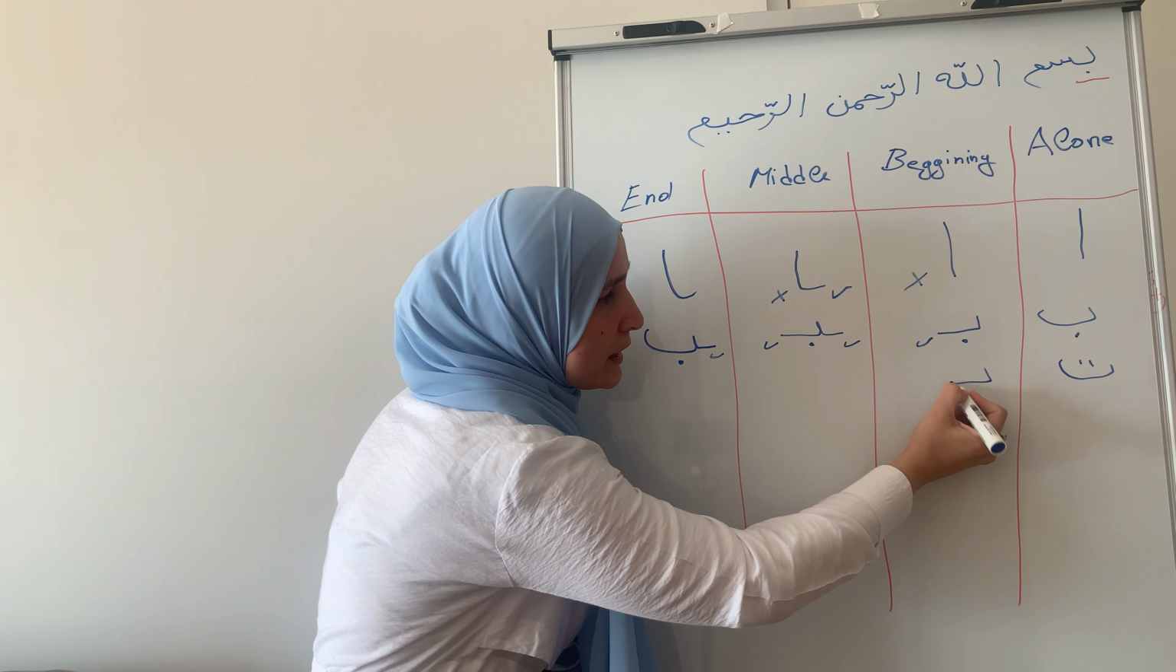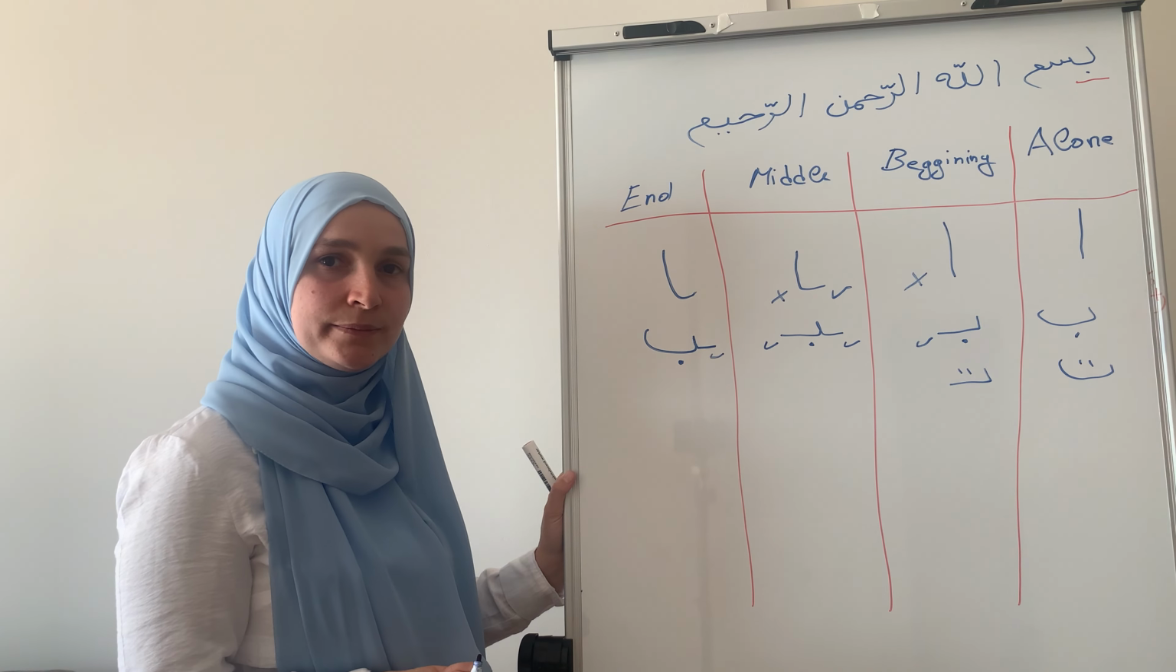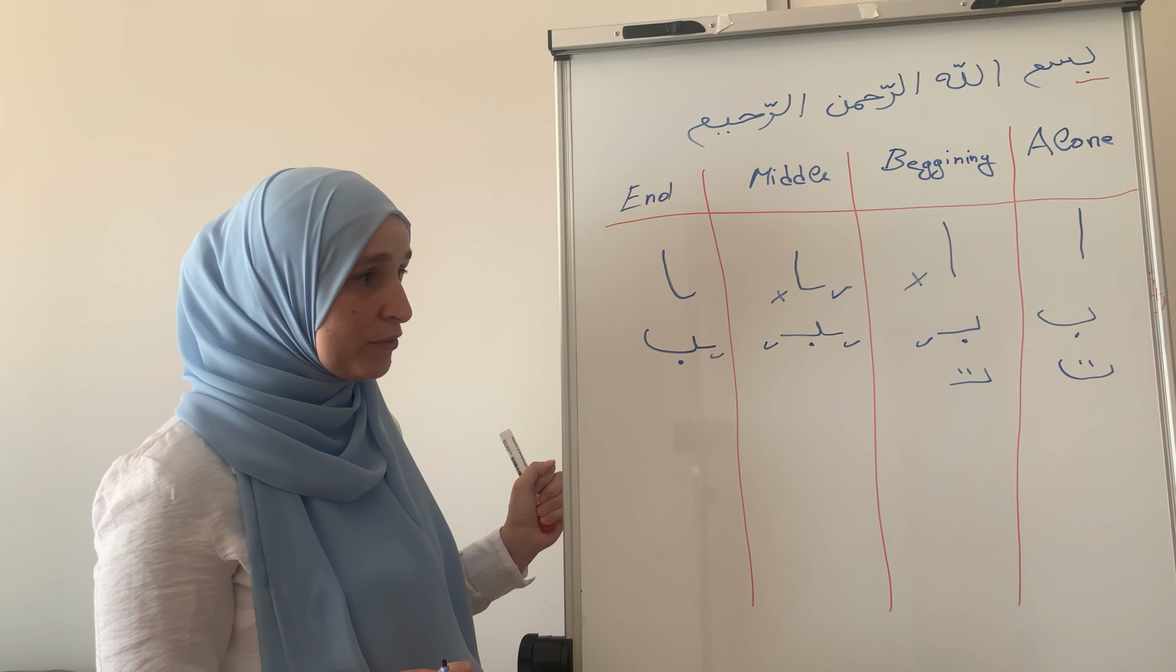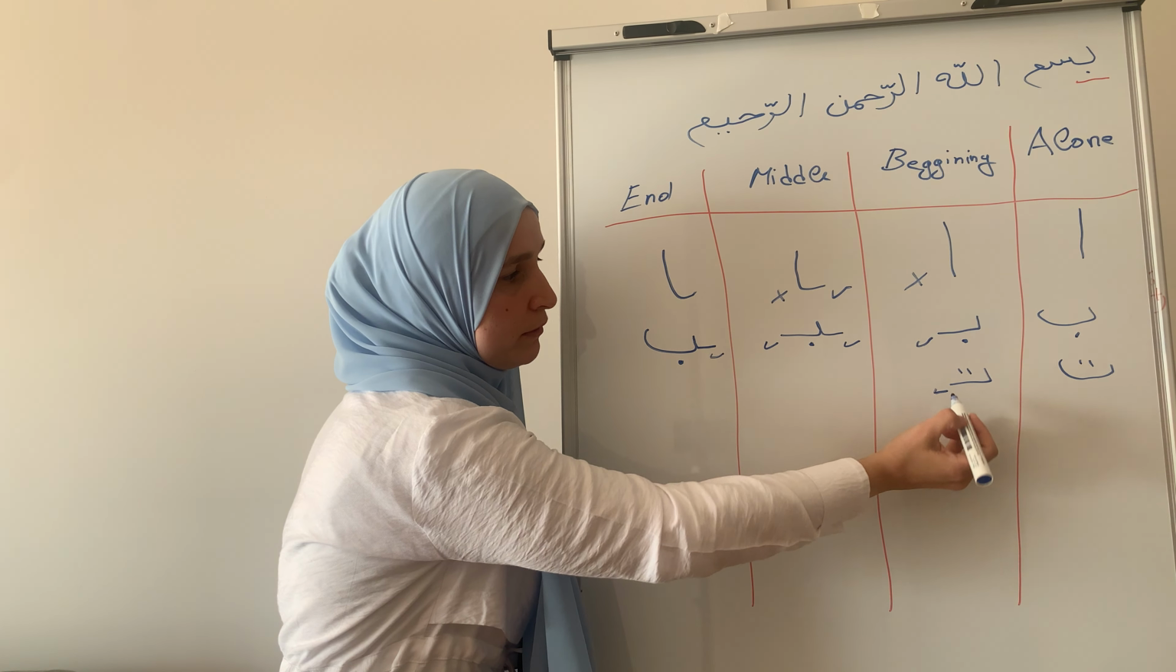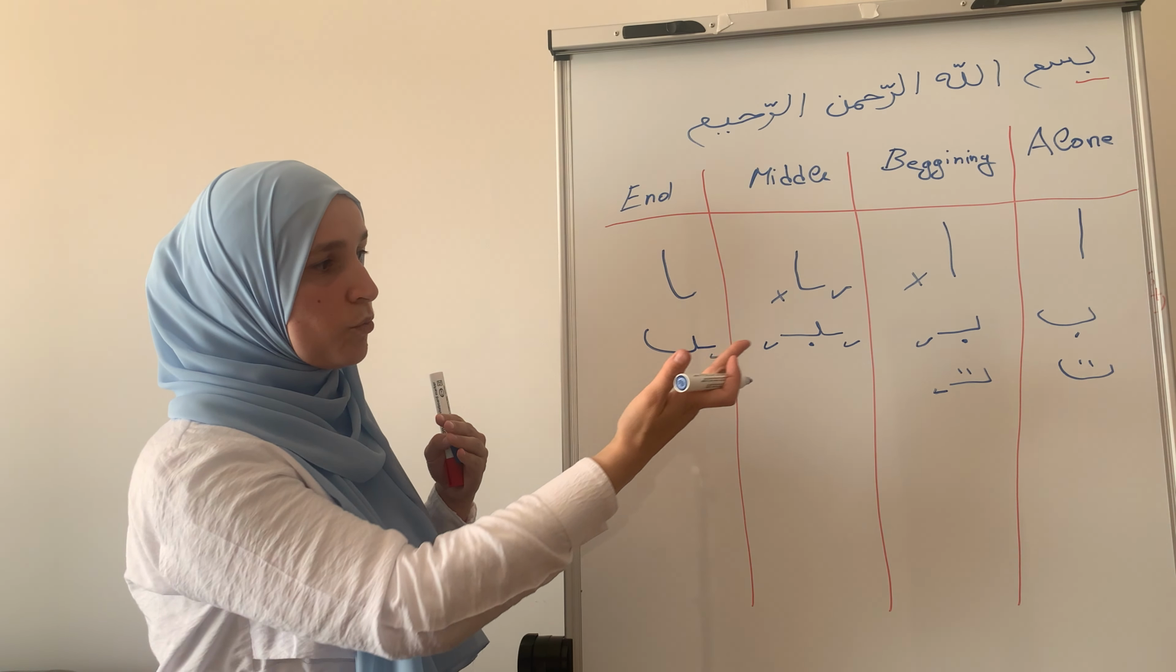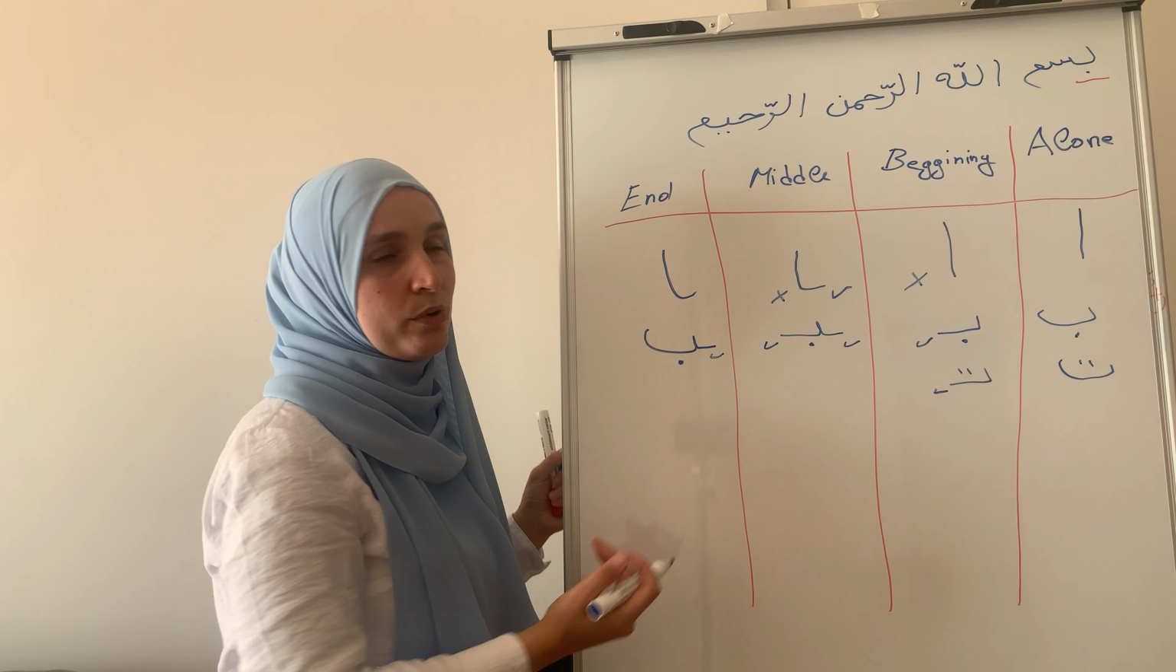Now, Ta at the beginning is like that, with two dots on top, and at this point, we are going to connect Ta with the second letter.